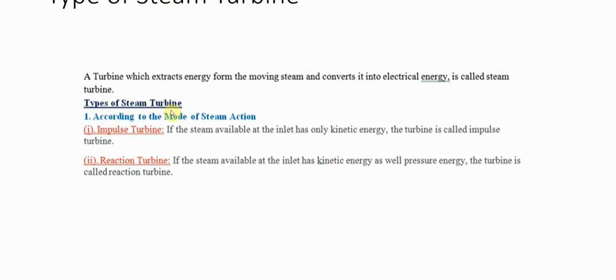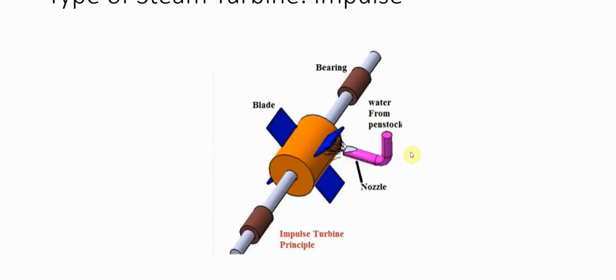So now the types of steam turbines, you can see, according to the mode of steam action. According to the mode of steam action, there is an impulse turbine and a reaction turbine. In the impulse turbine we saw that there is the Pelton turbine, that is the impulse turbine, and in the reaction turbines, that is Francis and Kaplan, these are the types of reaction turbines. So this is according to the mode of steam action. So here you can also see that this is the impulse turbine.